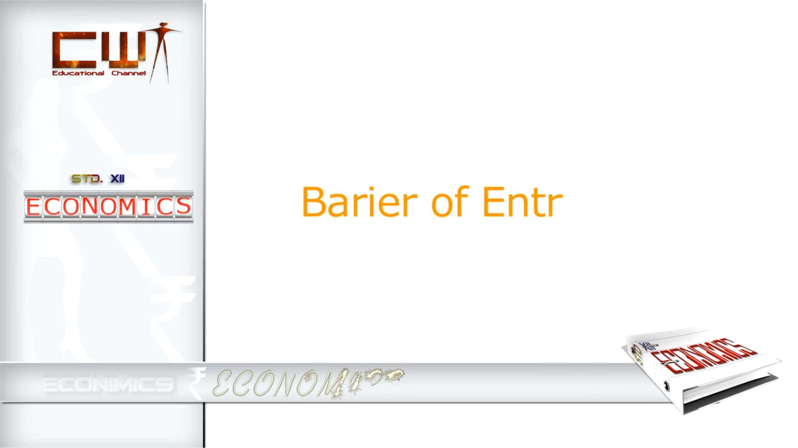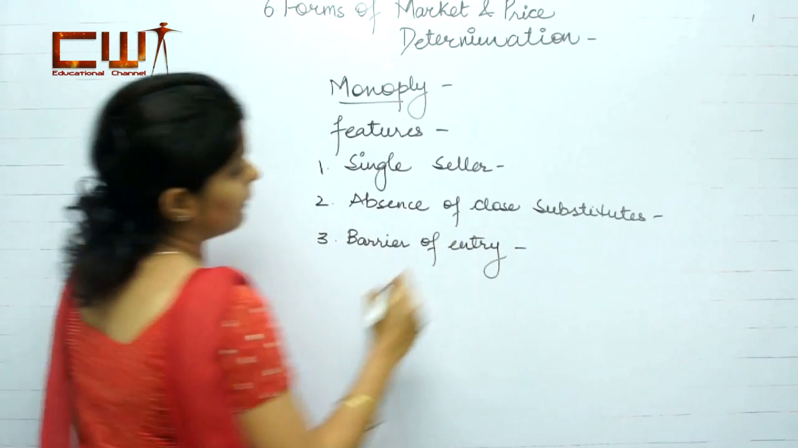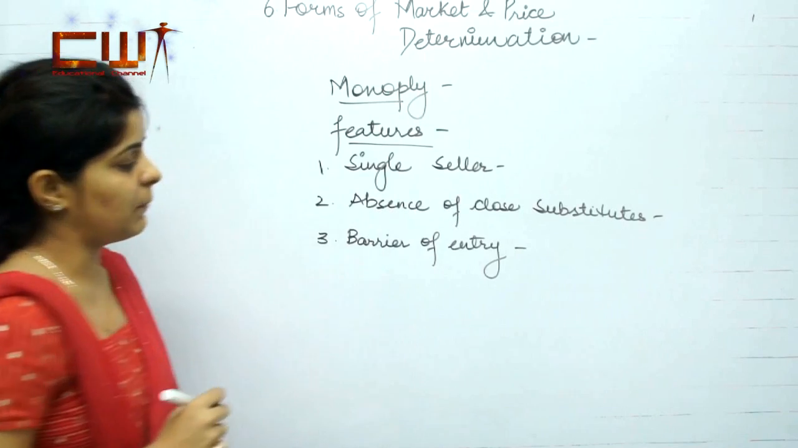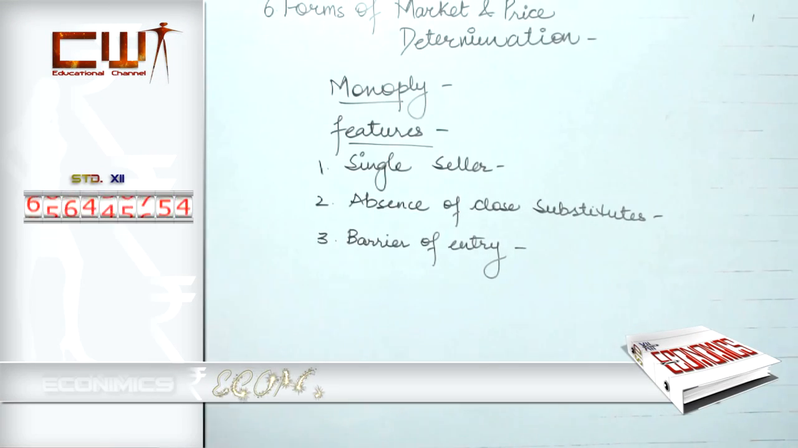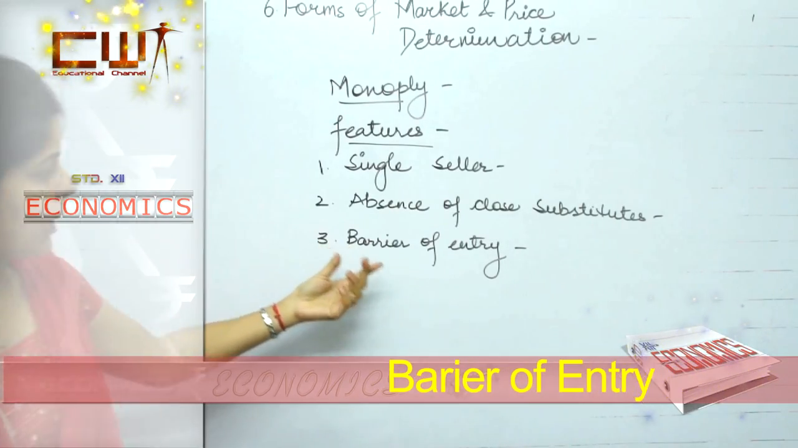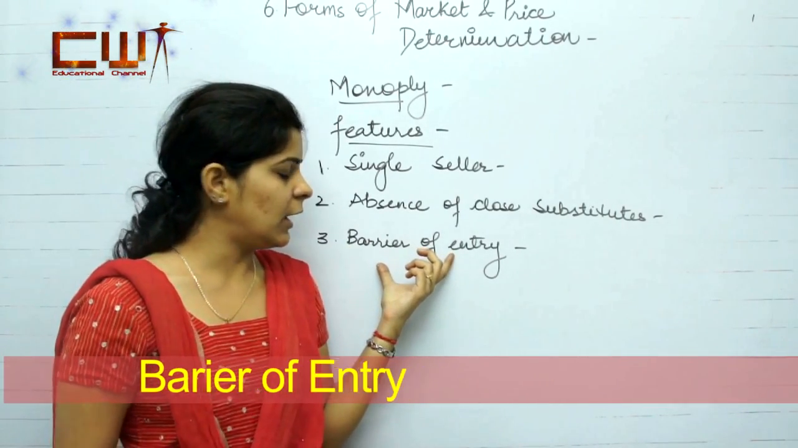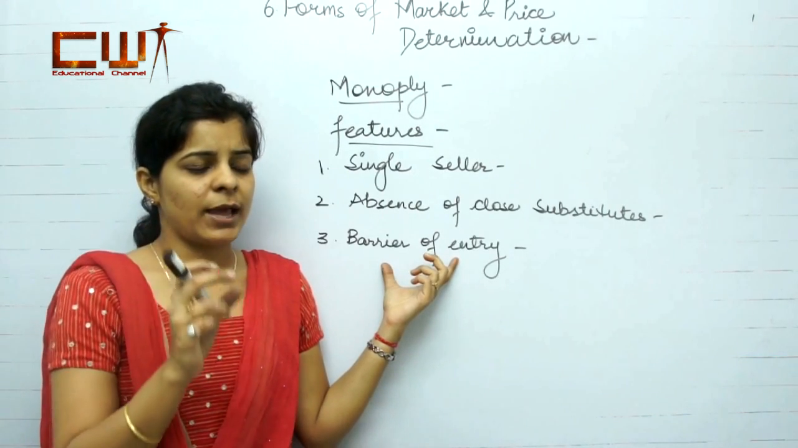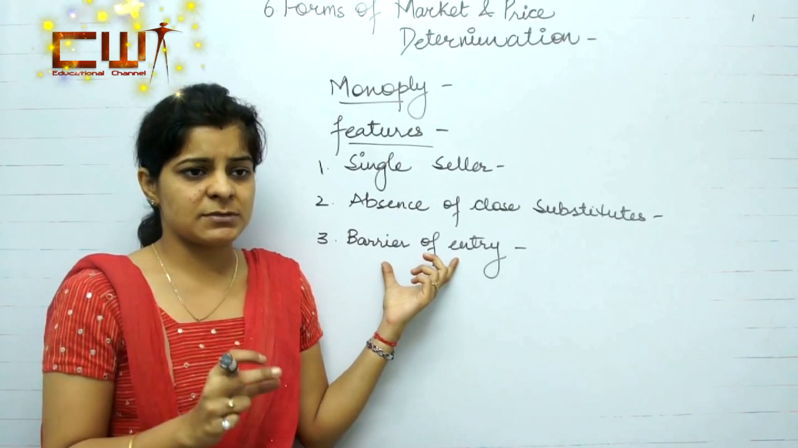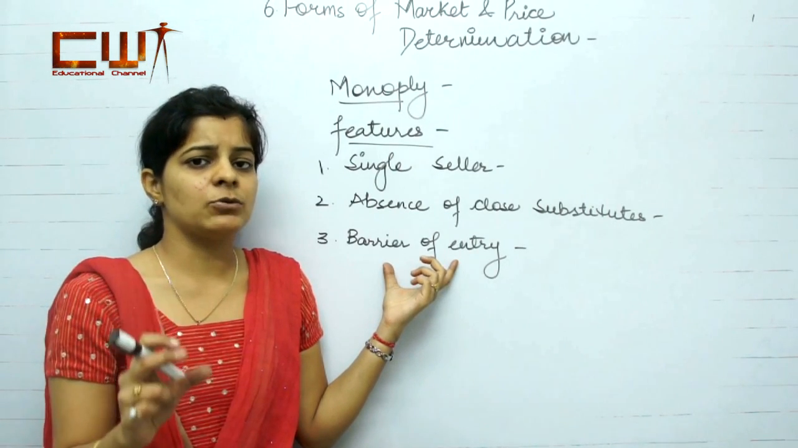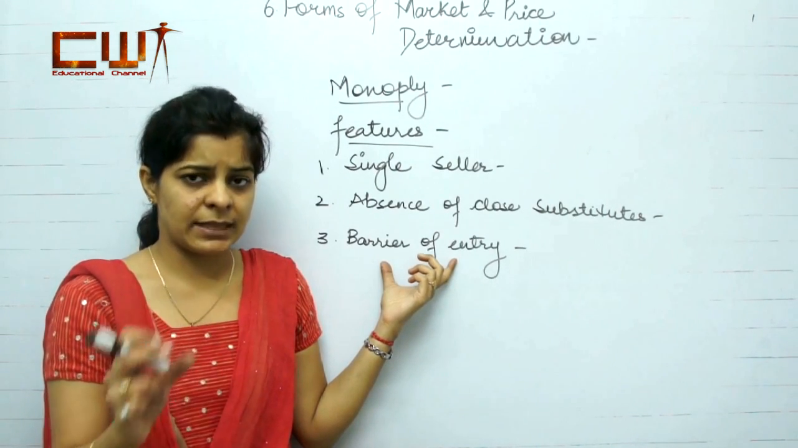Next feature is barrier to entry. The entry is not free for a monopolistic firm. The entry barriers take other forms. See, the government has imposed certain kinds of ceilings. You should have this much investment in order to run a monopoly firm. Many producers are not able to invest that much money.